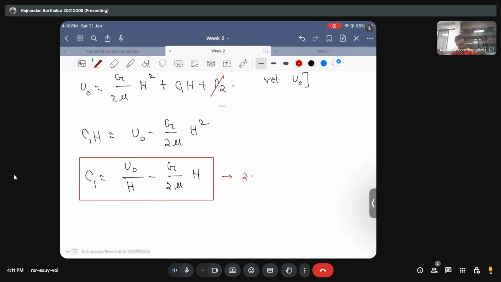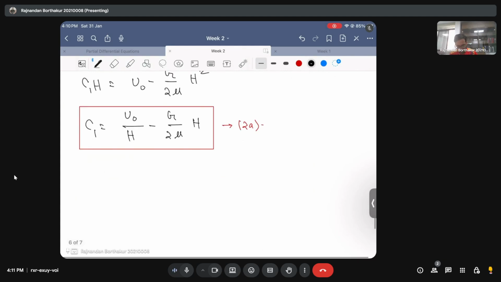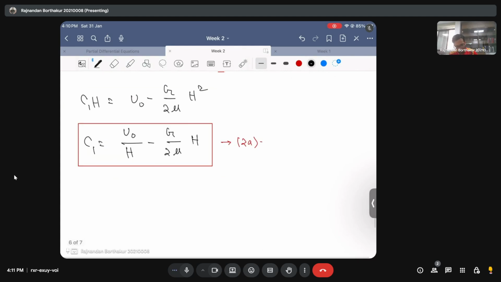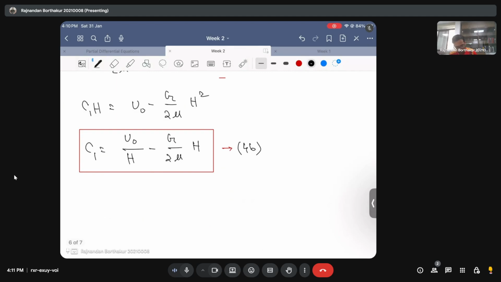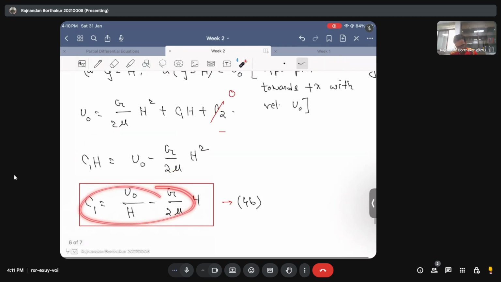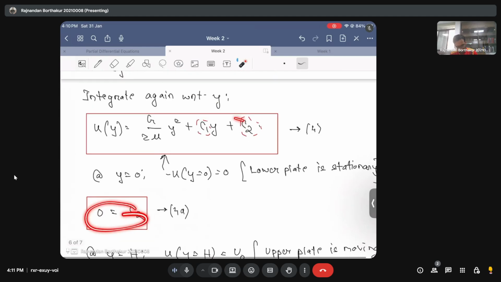This is going to be my C1. Okay. All right. So then if we substitute this C1 and C2 into equation 4, we'll just substitute the value of C1, we'll substitute the value of C2 in equation 4.